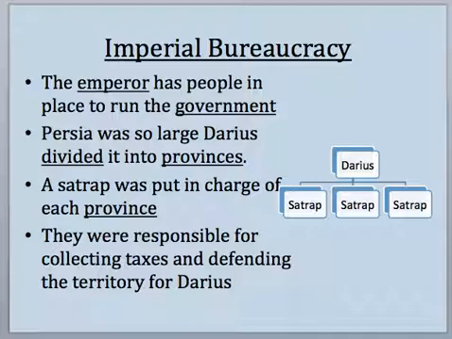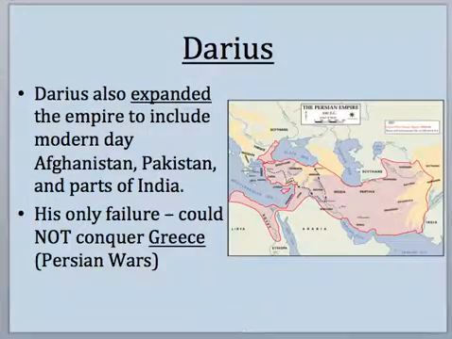These are, I guess, what you would consider in the U.S. like kind of a governor. The President of the United States cannot run every single state within the United States, so there's a governor that's appointed for each state, and that trickles down all the way to the local level as well, as we know. We see countries all across the world that still use this same type of model for delegating power. The satraps were responsible for collecting taxes and defending Darius's territory.